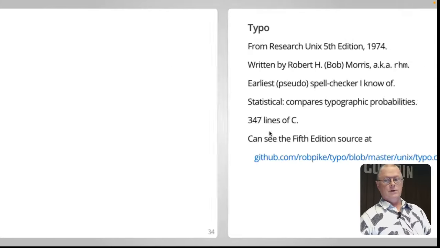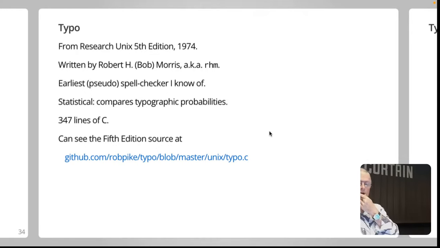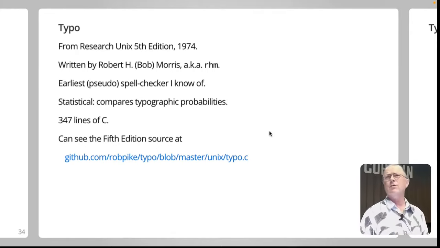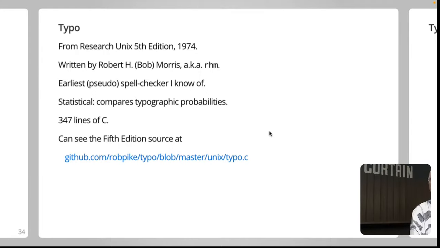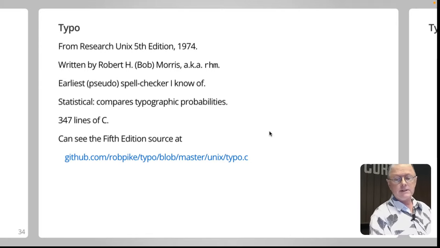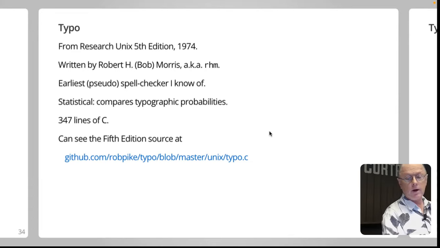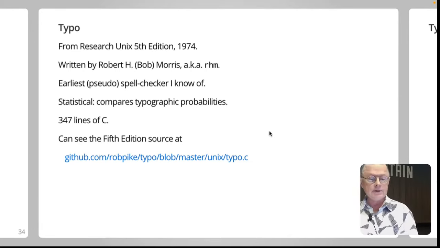Which brings us to a program written in 1974 called Typo. I don't think any of you probably know what it is. Do any of you know Typo? It's a really cool program. It was written by Bob Morris, father of the other Robert Morris, who wrote the Morris Worm, but that's another story. It's actually the earliest sort of spell checker that I know of. I'm not saying it is the earliest, but I think it's the only one I know of. It's not really a spell checker, though. It's actually a statistical modeling thing.